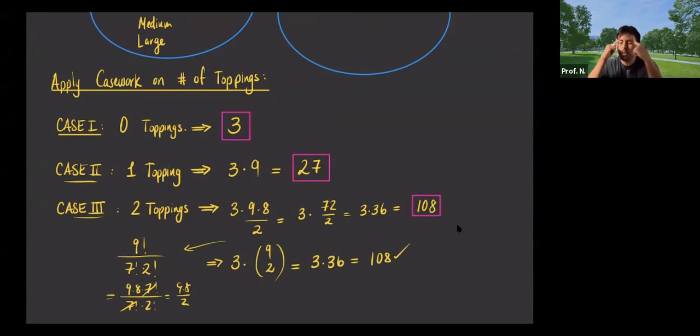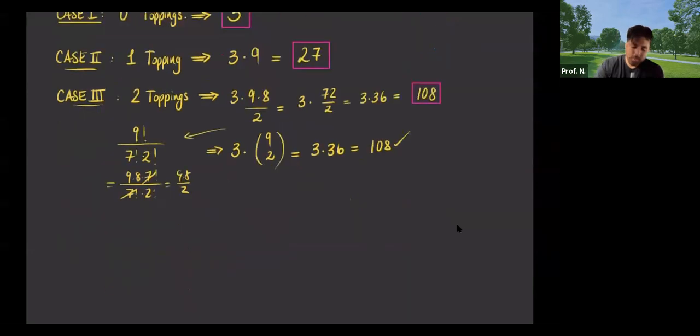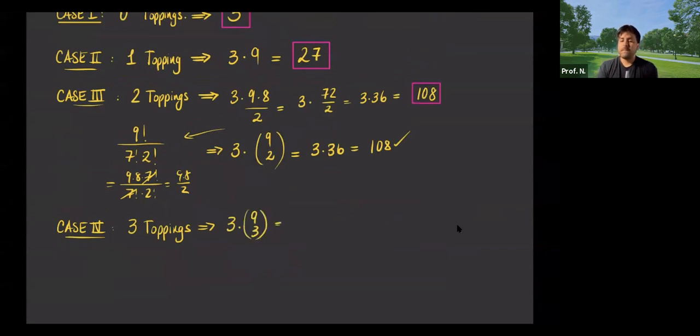And I think this way might be a little bit easier to apply for the future cases, right? We don't even have to go through every single case anymore because we kind of see the pattern. If we have 3 toppings, then what happens? Then I do 3 multiplied by 9 choose 3. 9 choose 3 becomes what? This is 3 multiplied by 9 factorial over 6 factorial times 3 factorial.